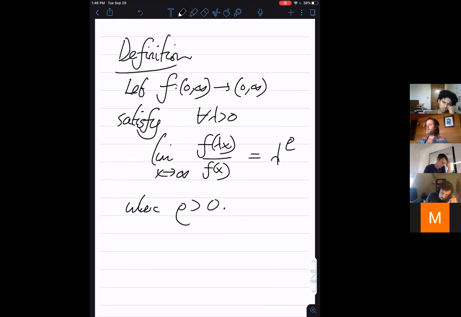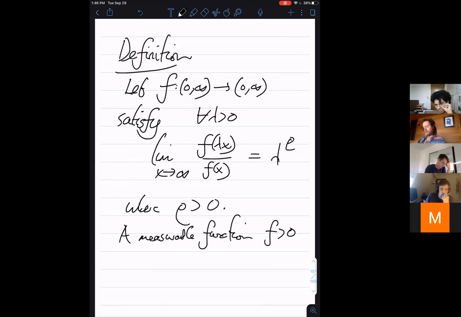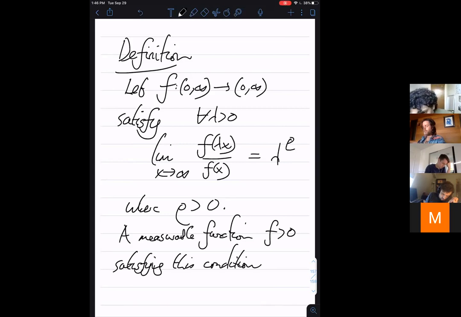Okay, so if you have a measurable function f, of course, well, let's say it's positive. Well, it's already kind of encoded in the definition. Satisfying this condition, then that's said to be regularly varying of index rho.